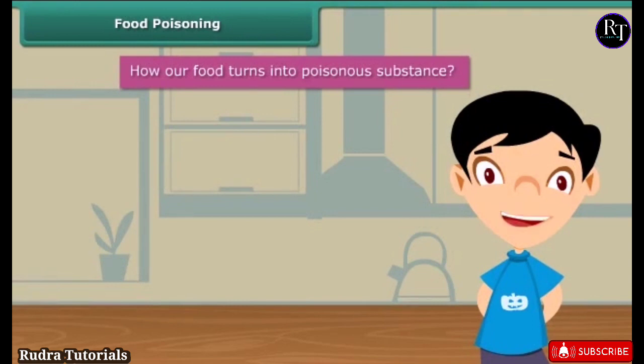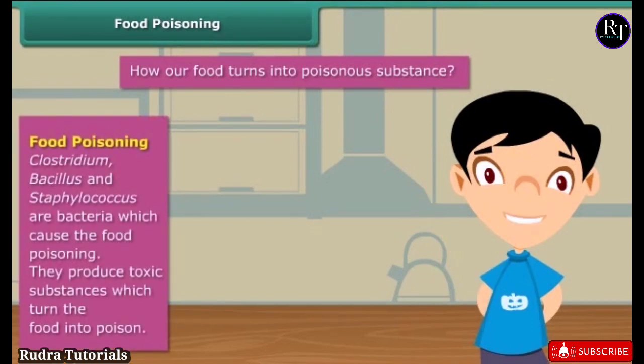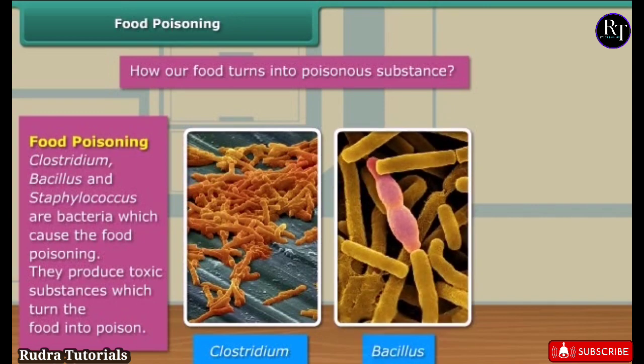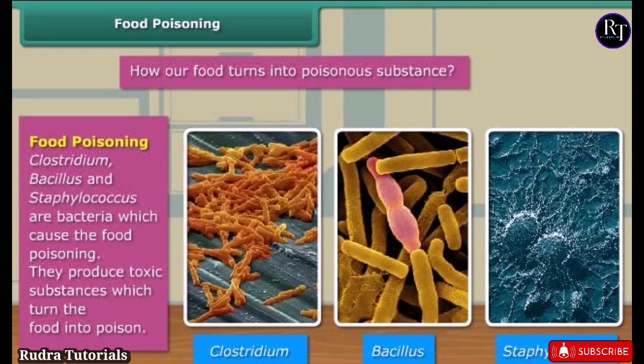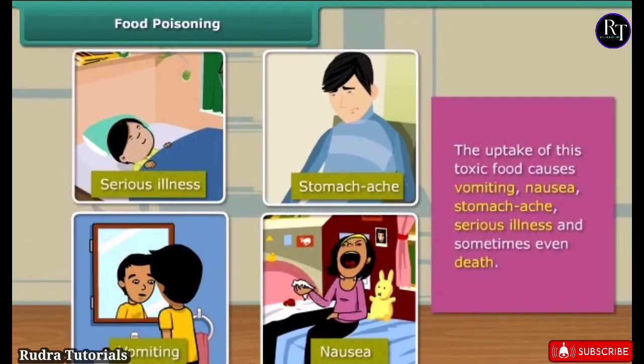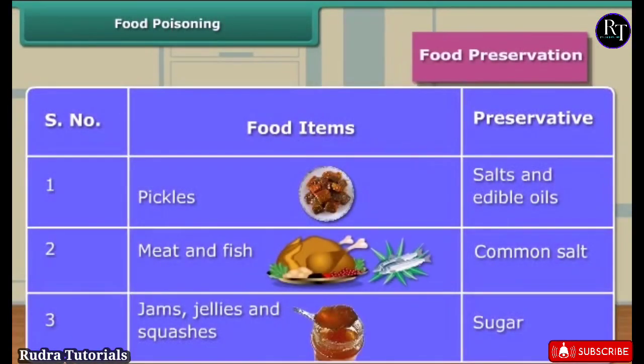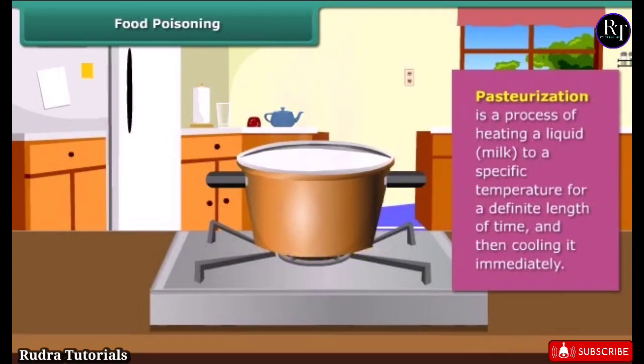Friends, in the summer season, if food is lying in the open for a longer duration, the food turns stale and finally becomes a poisonous substance. The cause of this is again the same, bacteria. There are some bacteria like Clostridium, Bacillus, and Staphylococcus which cause food poisoning. This food causes harm to us. We can preserve our food by some methods as listed below. We use the pasteurization process to preserve milk.